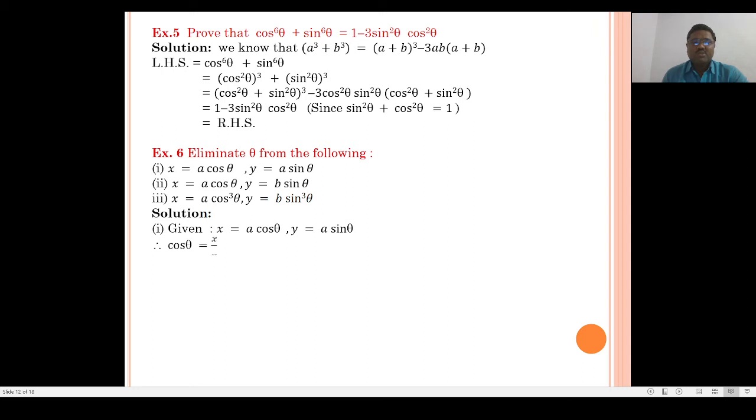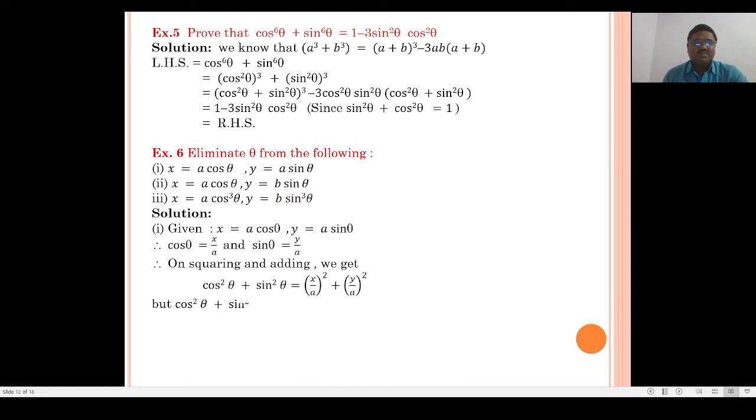So given that x equals to a cos theta and y equals to a sin theta, so squaring on both sides. Consider cos theta is x upon a and sin theta equals to y upon a. So squaring on both sides, so we get cos square theta equals to x square upon a square, and sin square theta is y square upon a square. So we get cos square theta plus sin square theta equals to x upon a square plus y upon a square. So we get x upon a square plus y upon a square equals to 1.